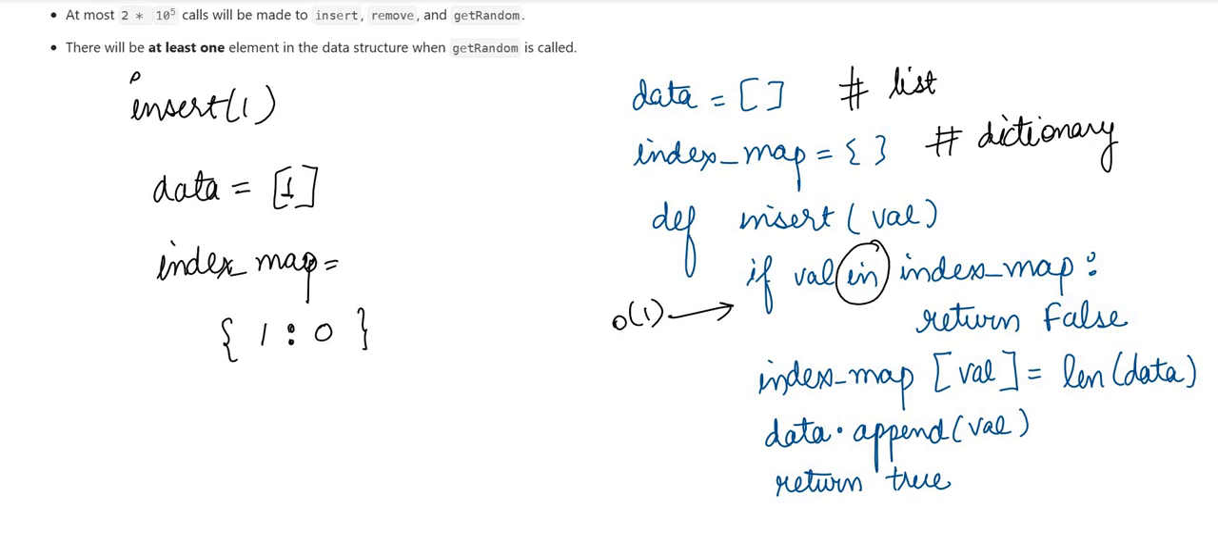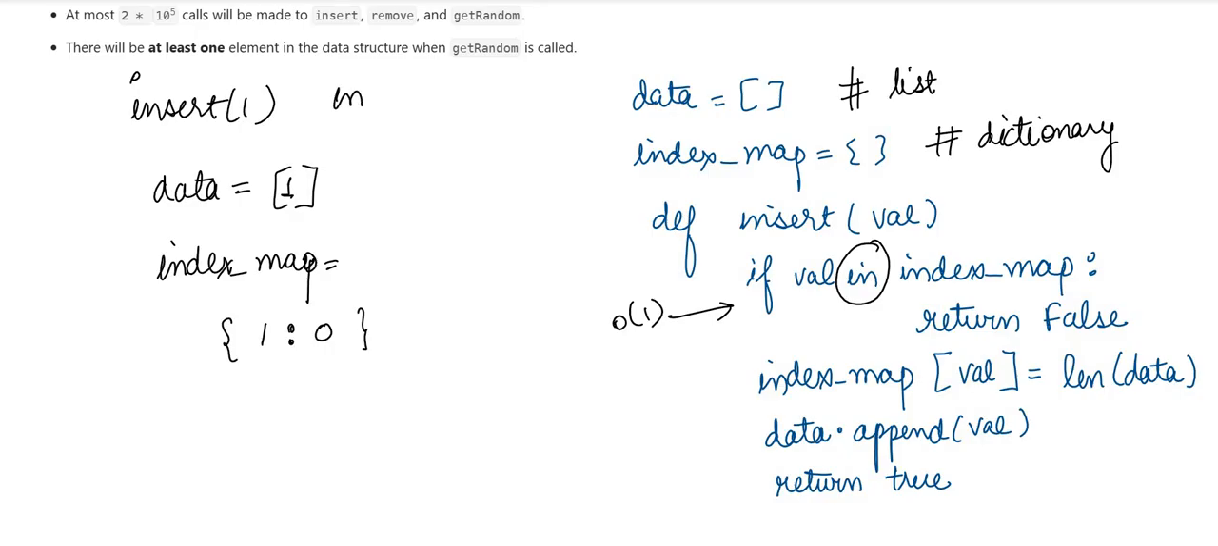It will insert the value in order of one time. Got it? And it will return true in this case. So we are using dictionary so that we can search in order of one time, because in array, if you're searching, it will take order of n time, which is not good for us.